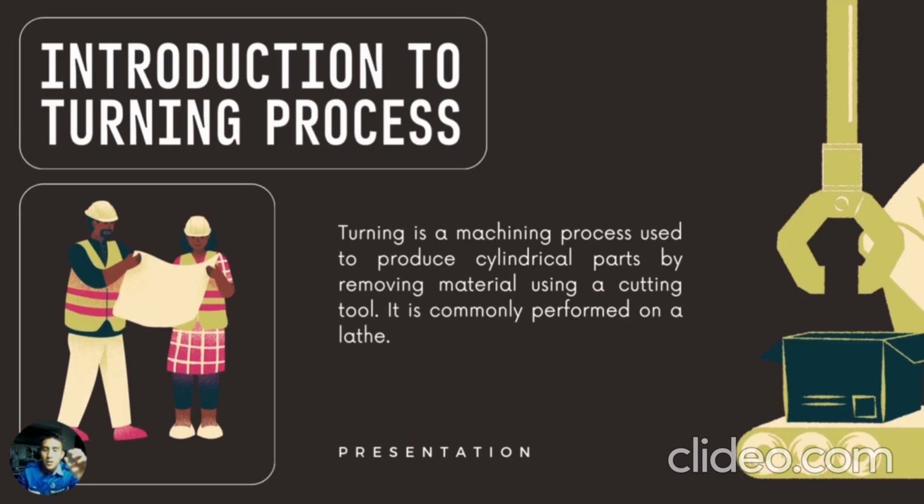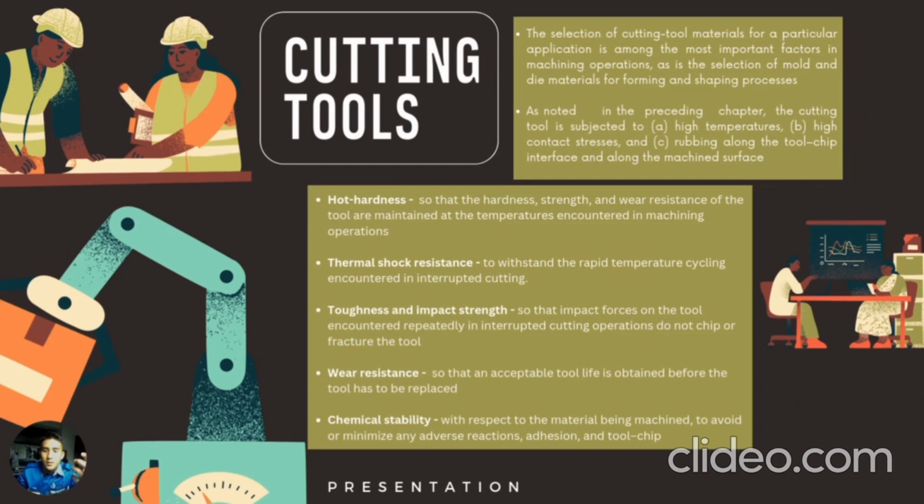First of all, turning process is a machining process used to produce a cylindrical part by removing material using a cutting tool. It is commonly performed on a lathe. And next, for the cutting tools, we have several criteria that we need to apply when choosing our cutting tools.